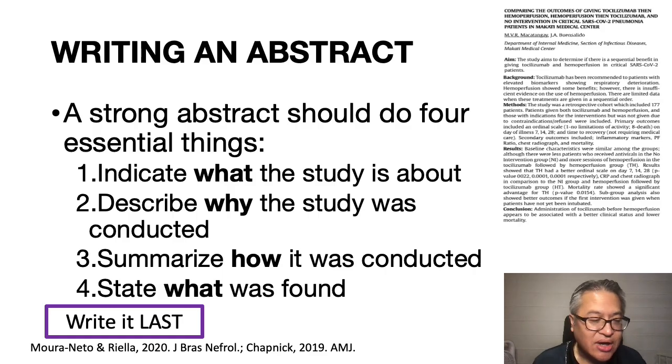A strong abstract should do four essential things. The first one, it should indicate what the study is about. Number two, it should describe why the study was conducted. Number three, it should summarize how it was conducted. And lastly, it should state what was found, so the results of your study. Although the abstract appears first in the paper, it should be written last because it summarizes the entire project.